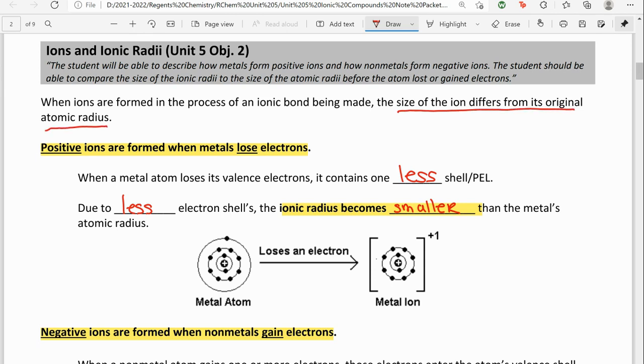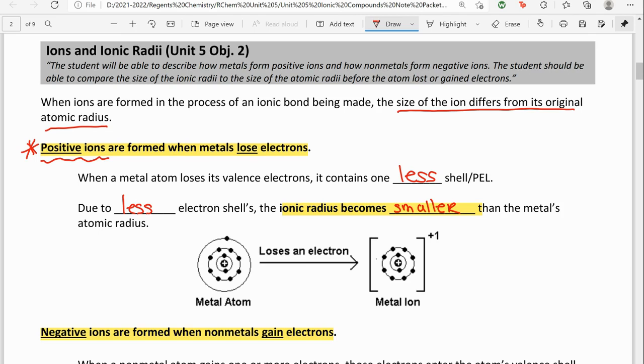So the first thing, we already kind of mentioned this, is that metals are going to tend to lose electrons. We're talking about metals like in group 1, group 2, most commonly. And when those lose their valence electrons, they form our positive ions. So when we form positive ions, what's going to happen to the size of the radii? Well, when they lose their valence electron, it now has one less shell.